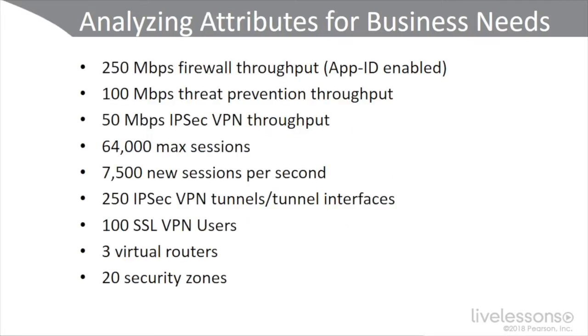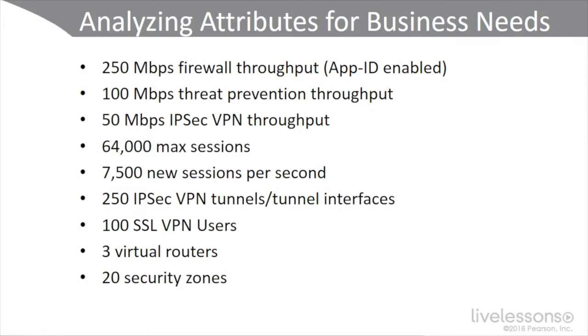They need a firewall that supports 250 megabits per second throughput while doing application inspection. Okay, so advanced visibility and control of applications and content security. They also need 100 megabits per second at the most for threat prevention throughput, 50 megabits per second for their IPsec VPN. That's way more. They're looking for growth. They're planning for growth.